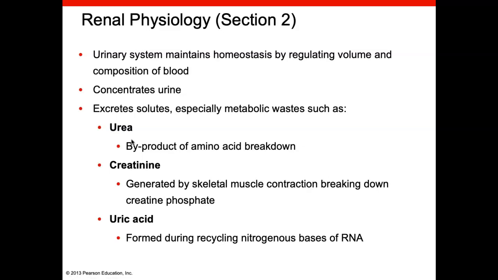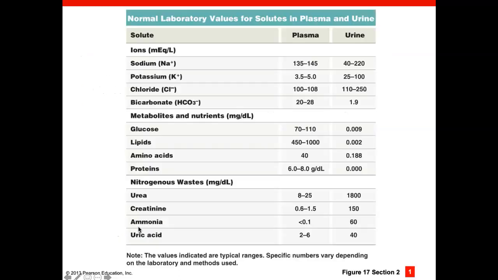So when we break down our proteins, we knock nitrogen off of it, and that nitrogen becomes what is called urea. That's going to produce that ammonia-like smell in old diapers. Creatinine is generated by our skeletal muscles, and uric acid is generated by a breakdown of nucleic acids. So urea, creatinine, and uric acid are the main organic wastes in our urine.